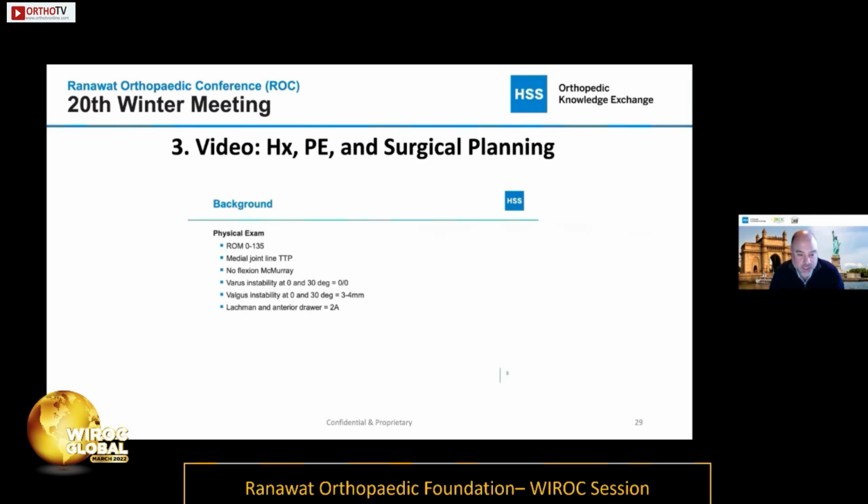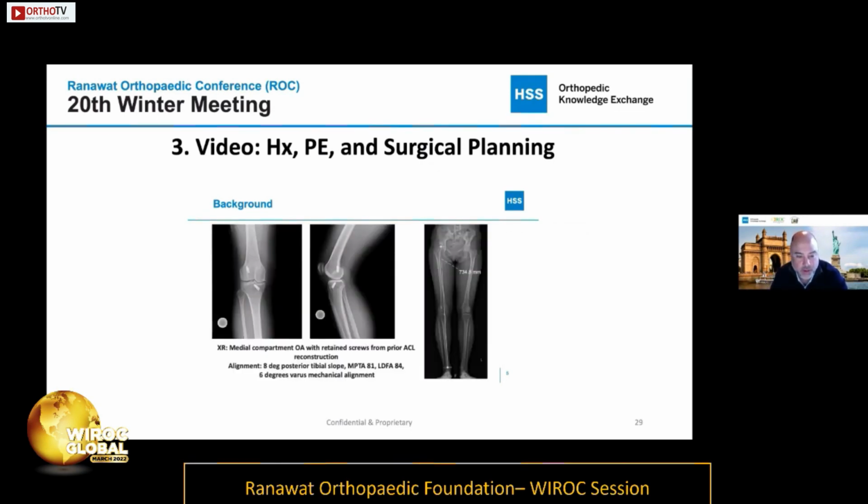You can see that she had a 2A Lachman, so she had a good endpoint. She had good range of motion. She had correctable varus in her knee and no obvious instability. Her pictures are going to show here. You can see she's got a neo osteophyte, young lady, and she's in a little bit of varus. And her MBTA was about 81.